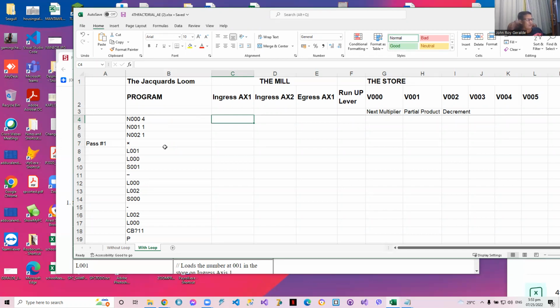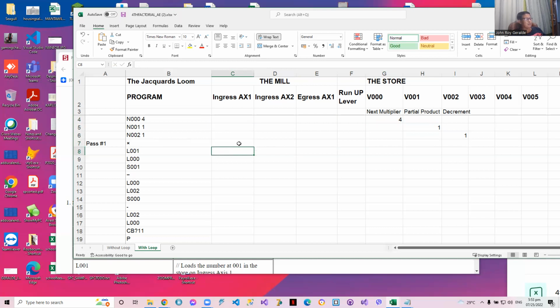N004, so this becomes 4. N0011, this becomes 1. This is our partial product. This is our next multiplier. N0021, this is our decrement, standard decrement. Any questions? So N is an assignment statement, no? Assign variables. And then the first operation is a times.